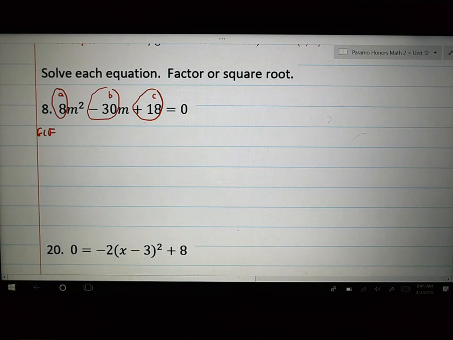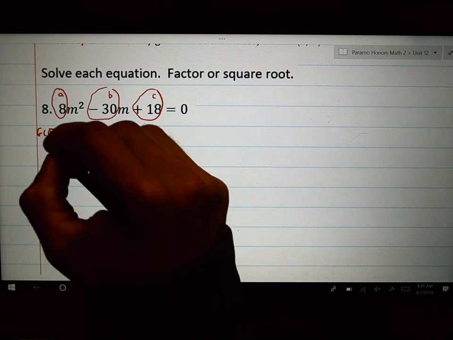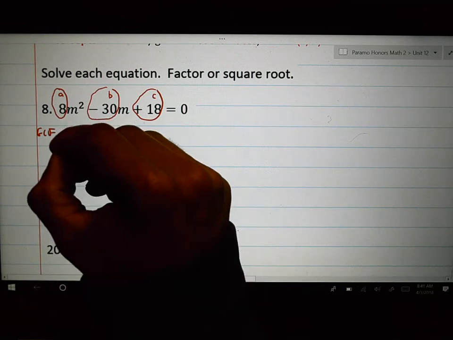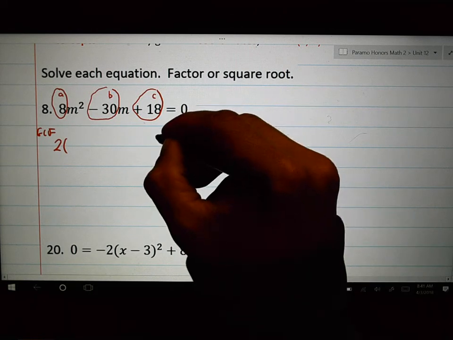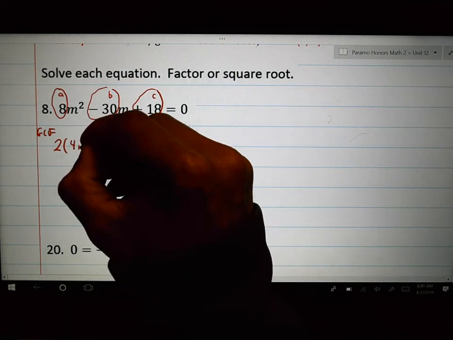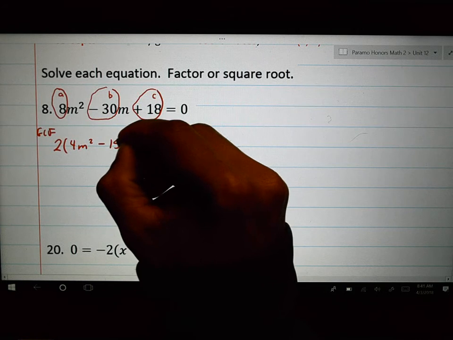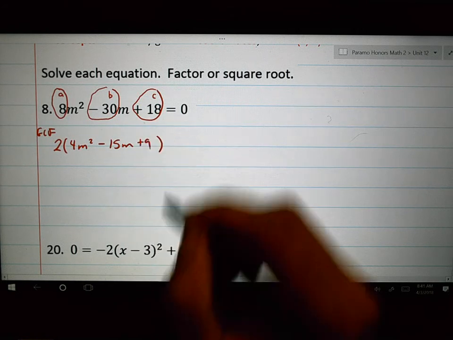If there is a greatest common factor, tell the person you're sitting next to what is the greatest common factor. What's the greatest common factor? Tell your partner, please. Good. I heard a lot of people say 2. I would factor out a 2 first. Then what you have left is something that looks like this.